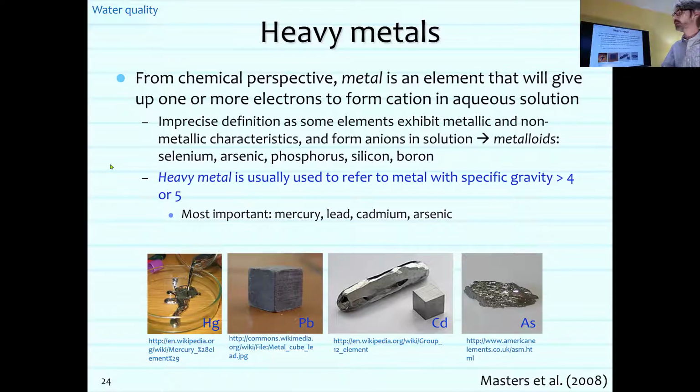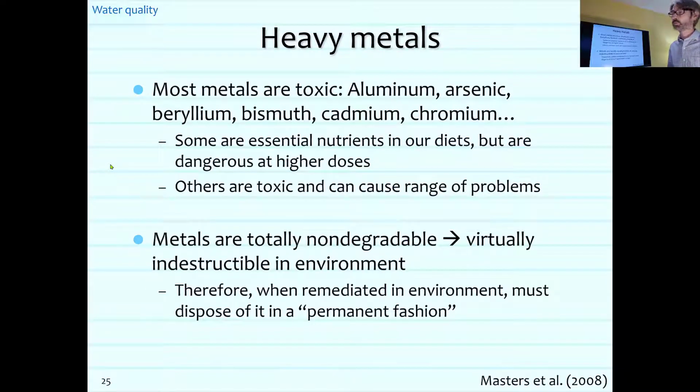A heavy metal is usually used to refer to a metal with a specific gravity that's 4 to 5 times greater than water. The most important ones that we're worried about in water are mercury, lead, cadmium, and arsenic. They look like this. The biggest problem is that most of these metals are toxic. So aluminum, arsenic, beryllium, bismuth, cadmium, chromium, they're often essential nutrients in our diets, but they're dangerous at high doses. Others, however, are just toxic at any level, and they can cause a range of problems.